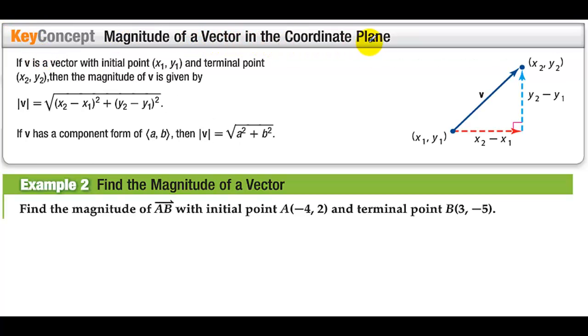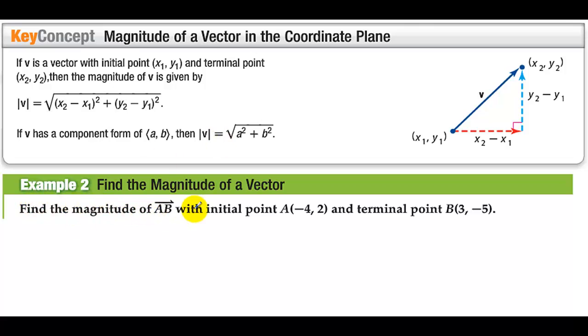Magnitude of a vector in the coordinate plane. If v is a vector with initial point (x1, y1) and terminal point (x2, y2), then the magnitude of v is given by the distance formula. And the distance formula comes from the Pythagorean theorem. So how do we find the x-coordinate, or the x component? We subtract the 2 x's. And to find the y component, we subtract the y's.